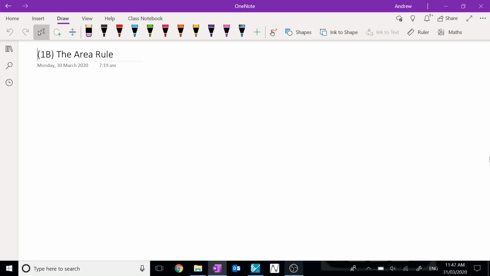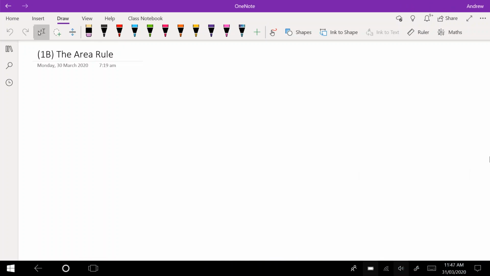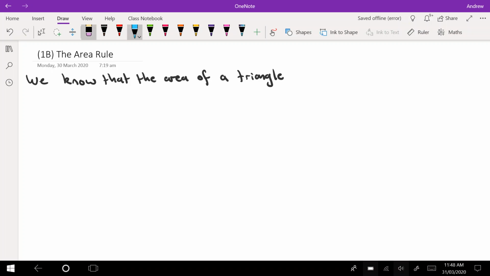Okay guys, we're going to get into the area rule today. The area rule is a special formula we can use to find the area of any non-right angled triangle. So we know that the area of a triangle is equal to half base times height, right? So that's the formula for the area of a triangle in general.